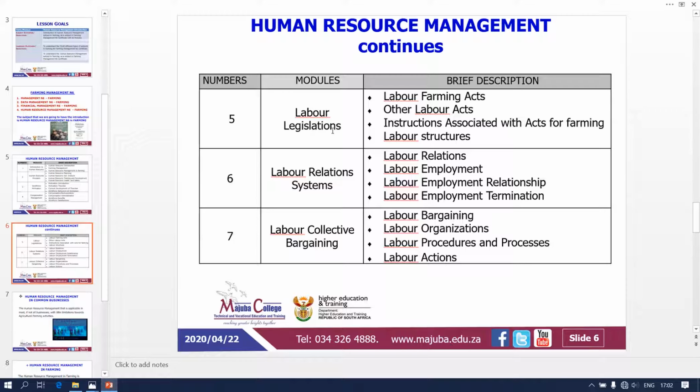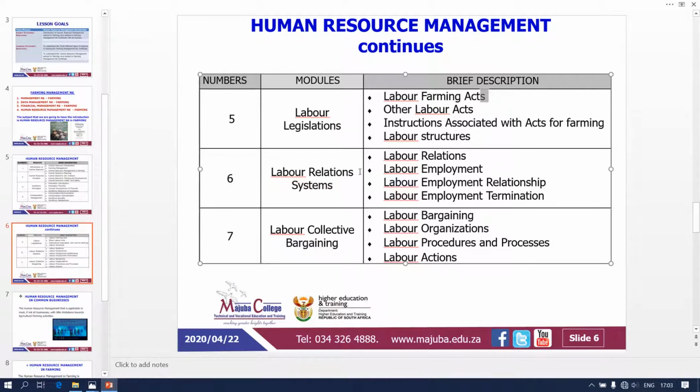Labor legislation, where we're going to cover Labor Farming Acts. And then we're going to look at other labor acts. This one is an error; it should be Labor Farming Act. Okay. Then you're looking at instructions associated with acts for farming. Remember, these are the acts that are here, but we need to check which ones are associated with farming and what instructions are given, so that each and every individual adheres to these instructions in terms of labor acts. We're going to check labor structures. What are those structures that you must be in line with?